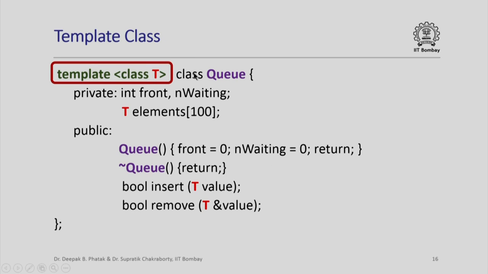Note that here I have basically defined the class Q as I had done earlier, except that I have used a generic type T for denoting the type of elements in the Q, and I have prefixed the definition of the class Q with template <class T>. So this is what says that this is a template class, and the templatization, the generic data type that I am using, is with respect to this class T.